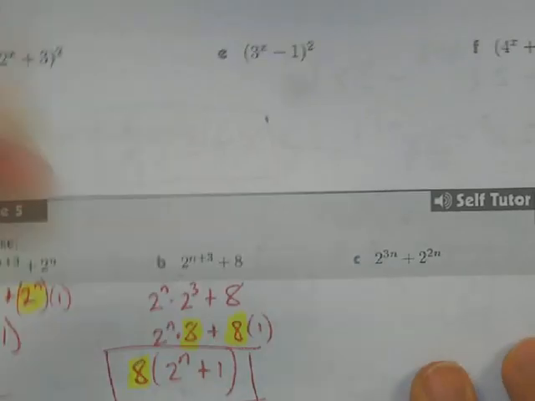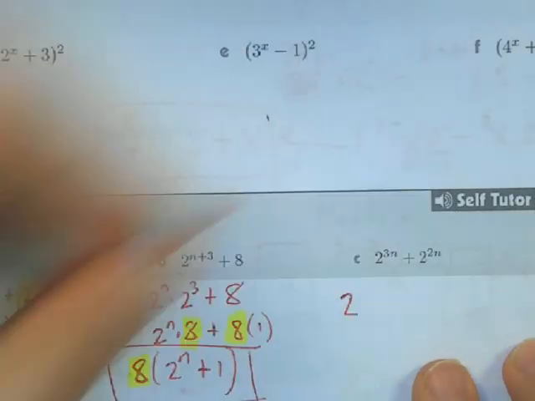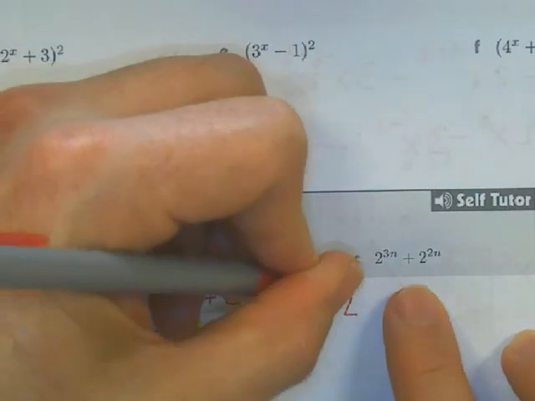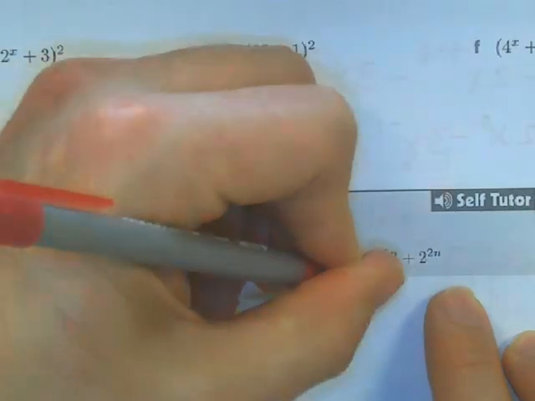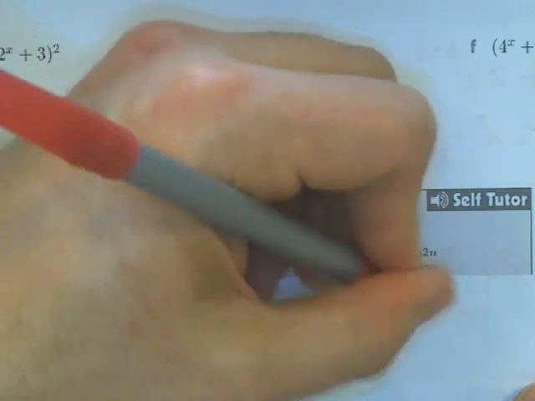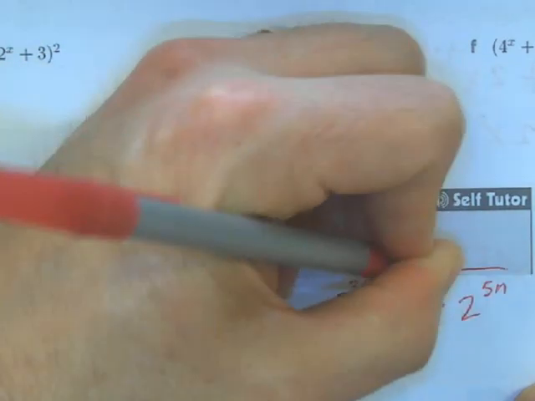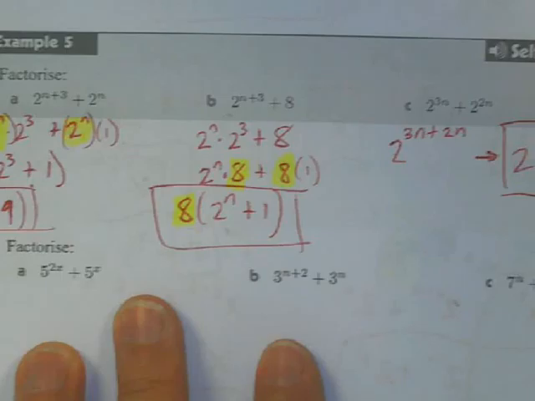And we've got 2 to the 3n times 2 to the 2n. Okay, so notice the bases are the same. So now I can add these powers, 2 to the 3n, and add that power 2n. And that's going to simplify to 2 to the 5n. Okay, so I will put the answers to these other ones up in just a minute.